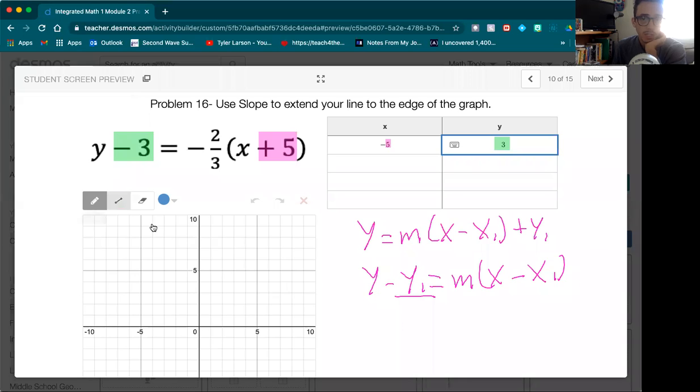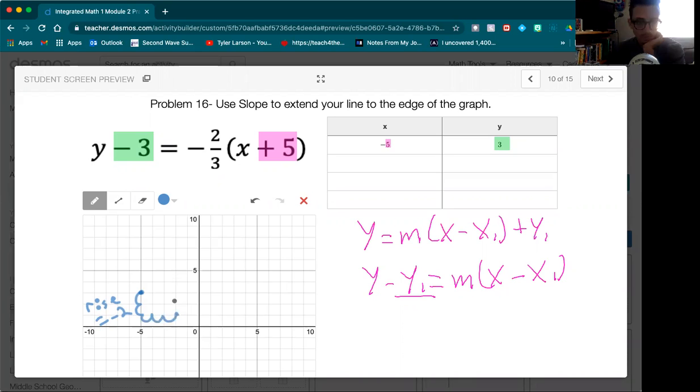So I have negative 5, 3. So over 5 up 3. Using my slope of negative 2/3, I can go down 2, because my rise in this case is negative 2. And then my run is going to be 1, 2, 3. Boom. There you go. And you can keep this pattern going if you'd like. Over 3 up 2. Or in this case, over 3 down 2 if I'm moving to the right.